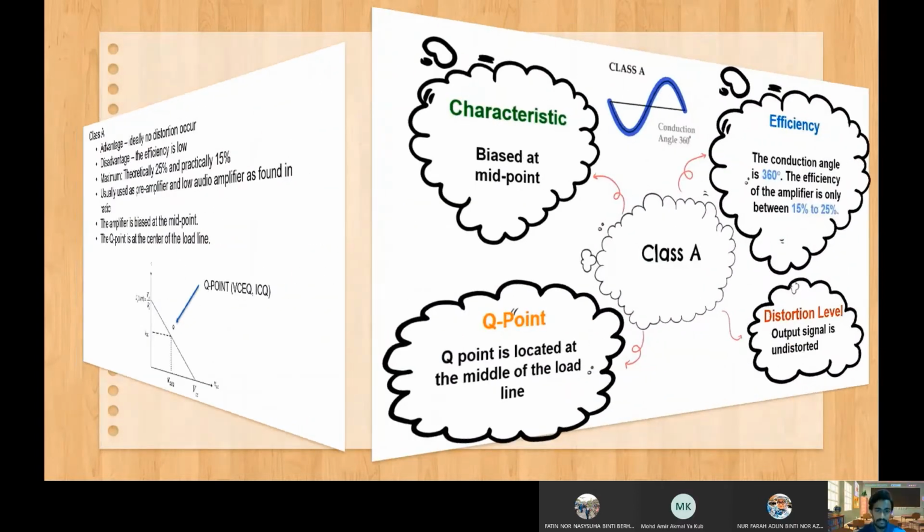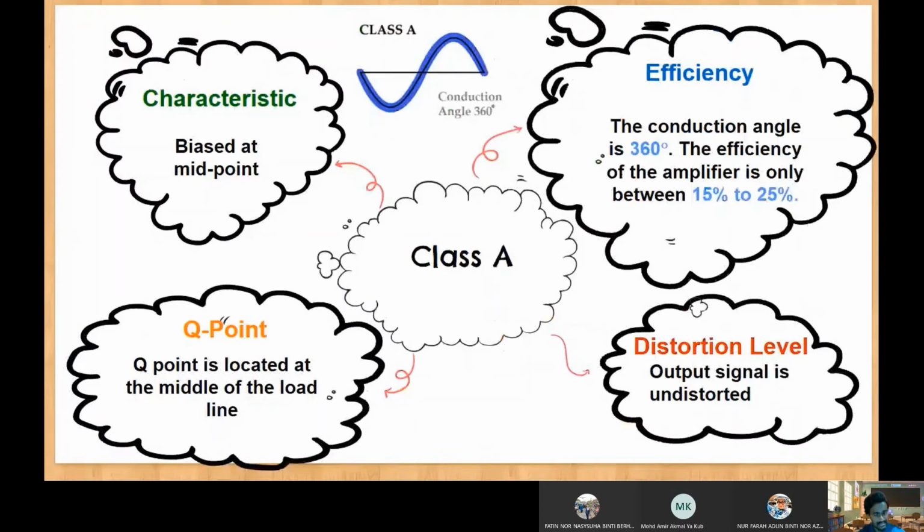For the next part, the characteristic of class A amplifier is that it is biased at the midpoint, with the Q point located at the middle of the load line. For the efficiency, the conduction angle is 360 degrees and the amplifier's efficiency is between 15% to 25%. For the distortion level, the output signal is undistorted.